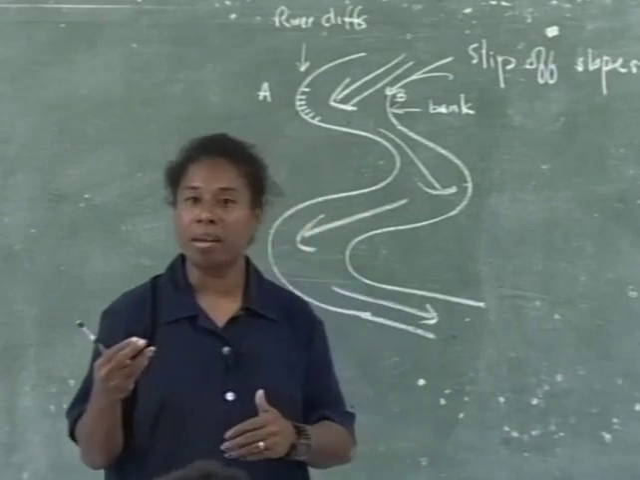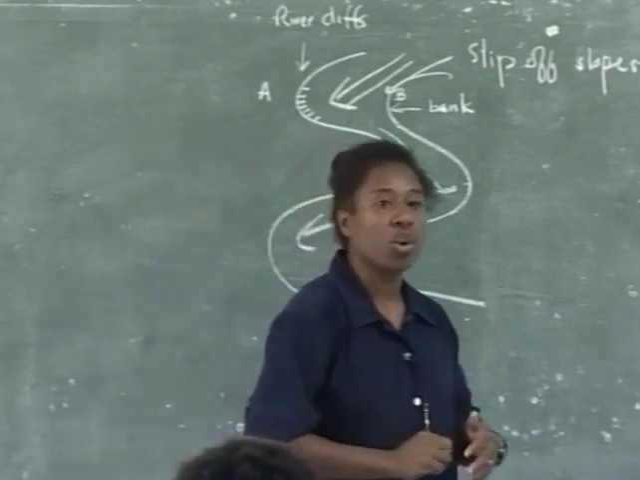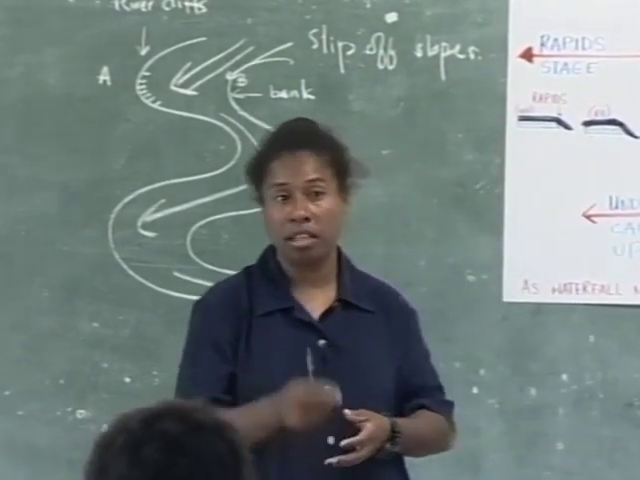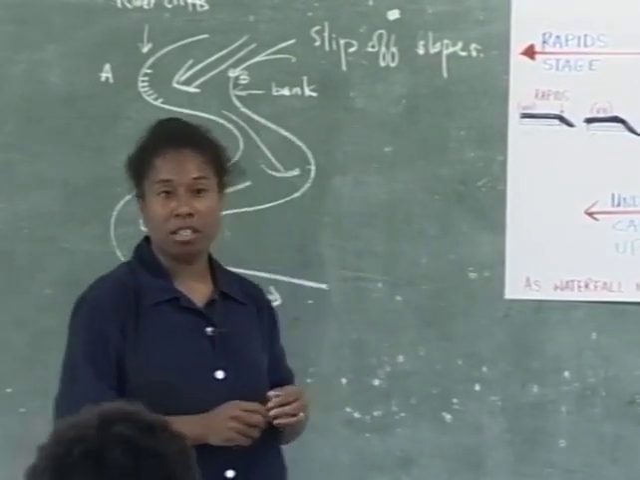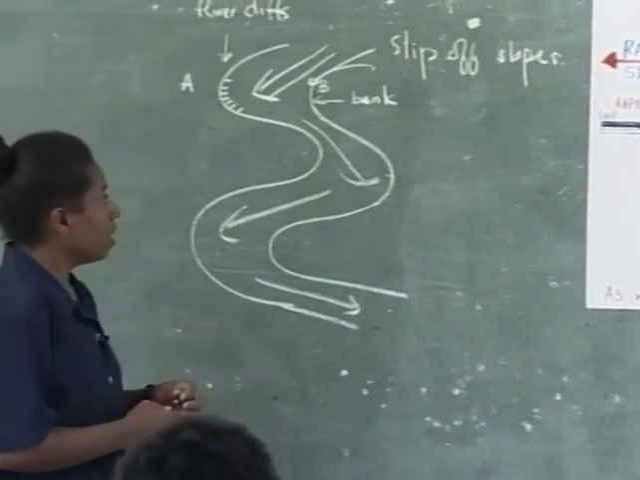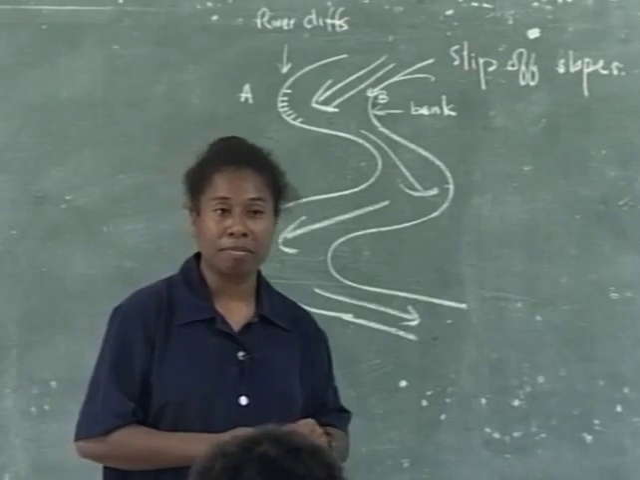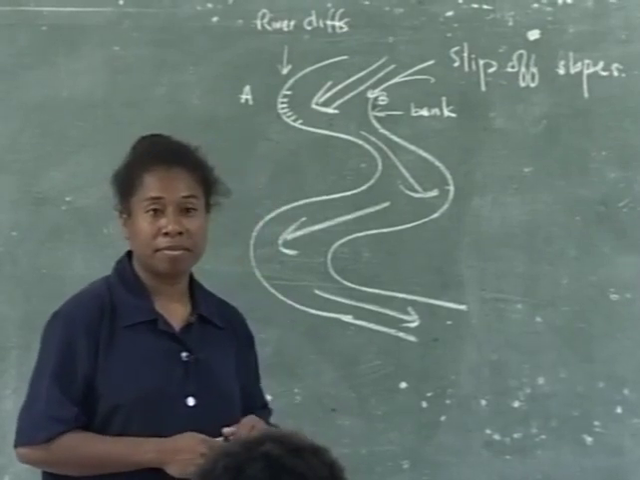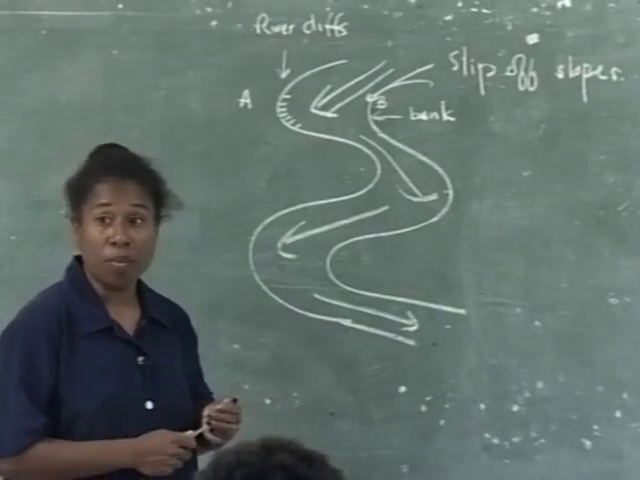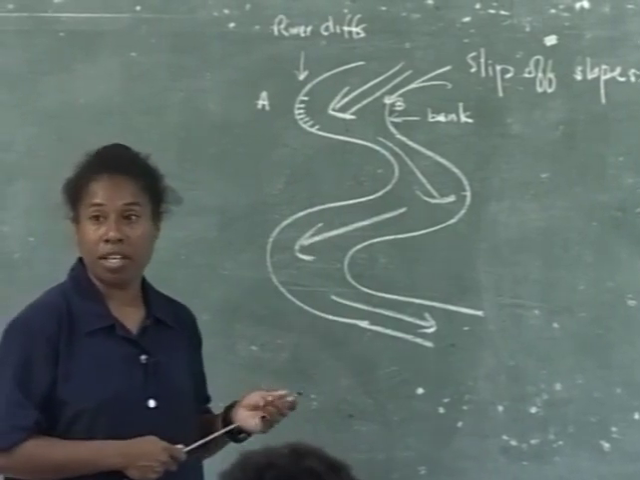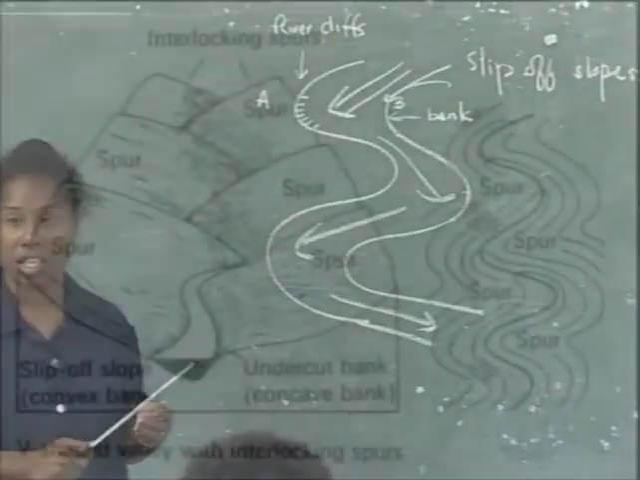What do you call the other bend where there is little or no erosion and slip-off slopes are formed usually? Mason, what is the term that we use to describe the opposite to the concave banks? Convex. Convex, good. And in the convex bank, there is little or no erosion. And usually, the slip-off slopes are formed with the formation of interlocking spurs.